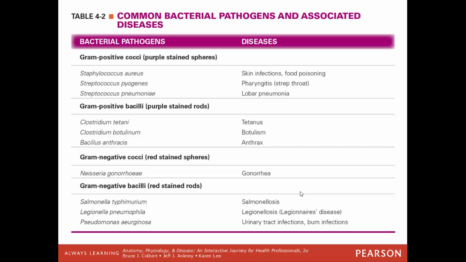Here are some common bacterial pathogens and their related diseases: Staph aureus, skin infections, food poisoning; strep throat with Strep pyogenes; Strep pneumoniae, lobar pneumonia; Clostridium tetani, tetanus; Clostridium botulinum, botulism; Bacillus anthracis, anthrax; gonorrhea; salmonella; Legionnaires' disease; urinary tract infection. All these are caused by various forms of bacteria.